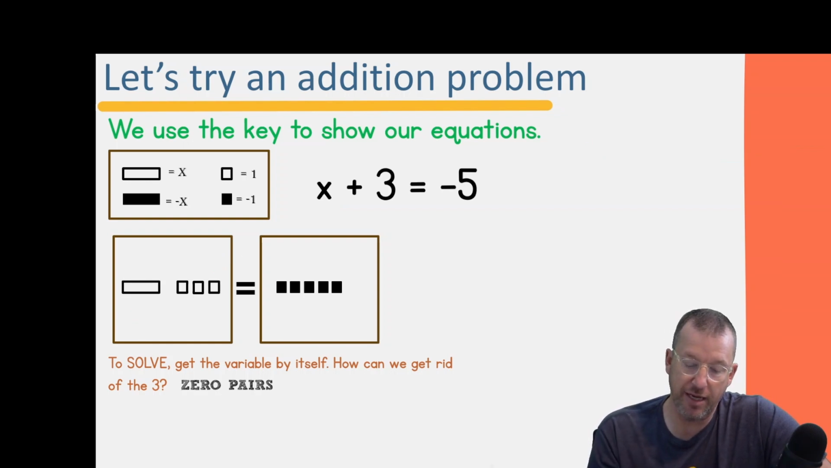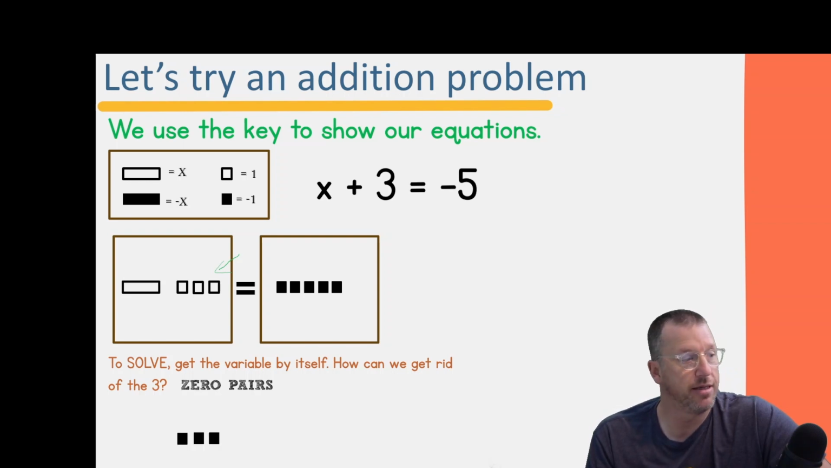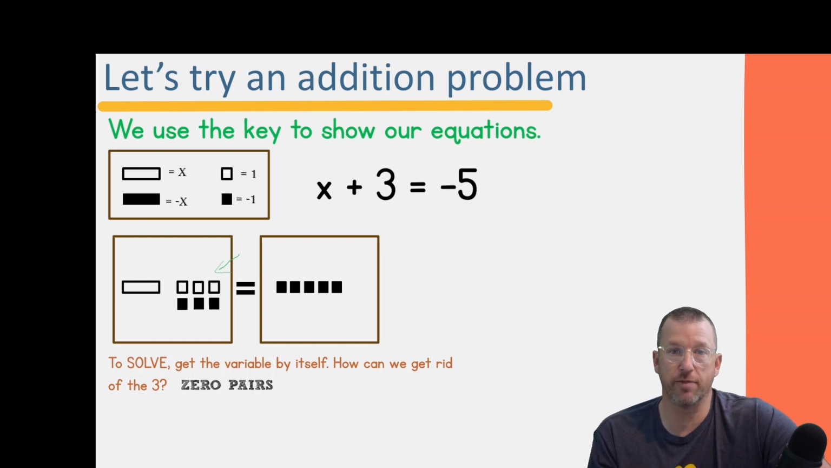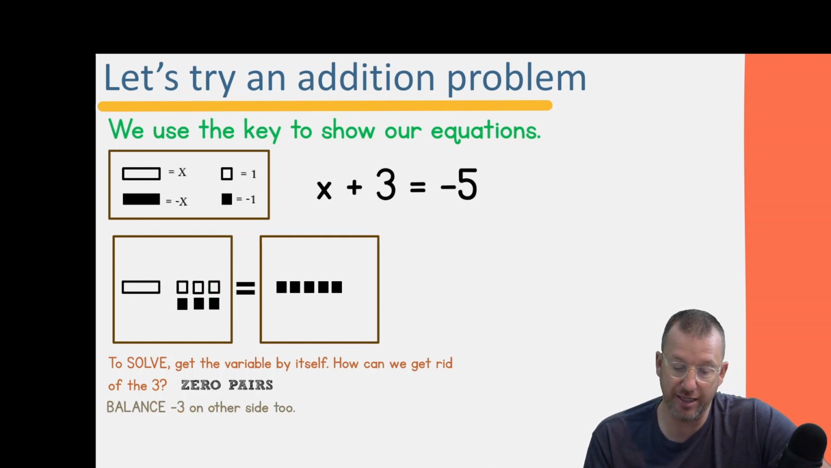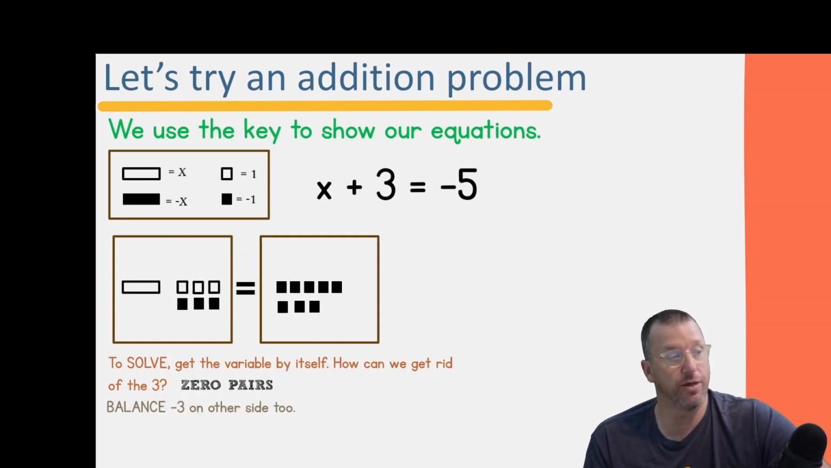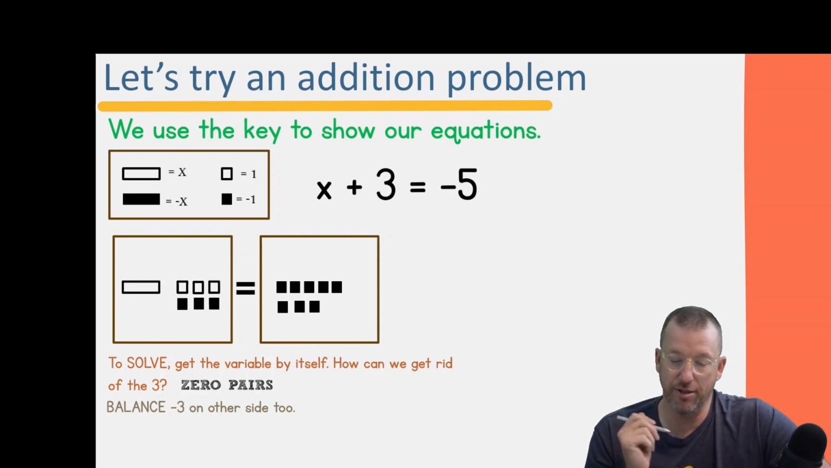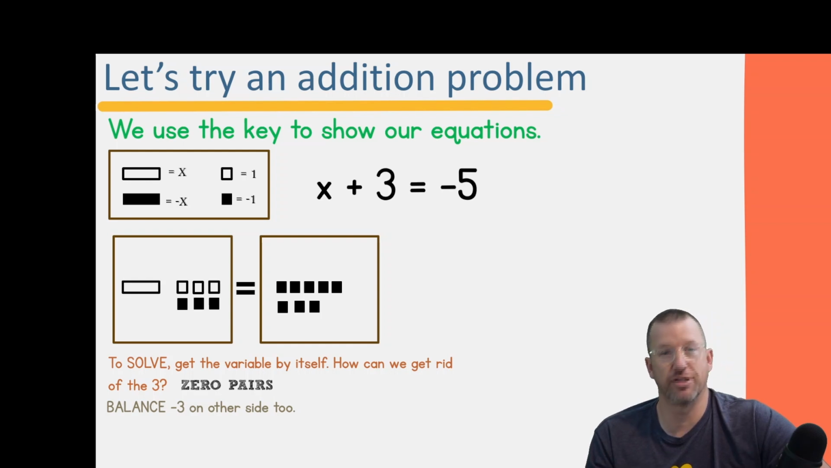So if I want to get rid of these positive 3, I can simply give it its opposite. Put 3 negatives there because those will be 0 pairs, right? 1 and a -1 is 0. But Tal, you just put 3 black squares on one side. You are correct. I can't do that unless I also put 3 black squares on the other side. I'm still balanced, okay?